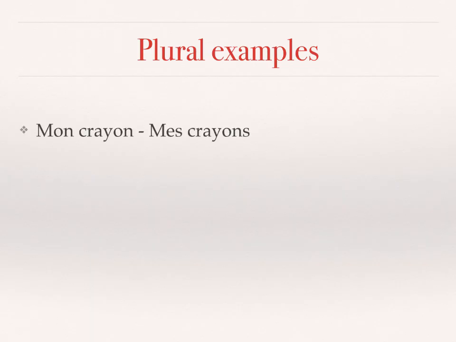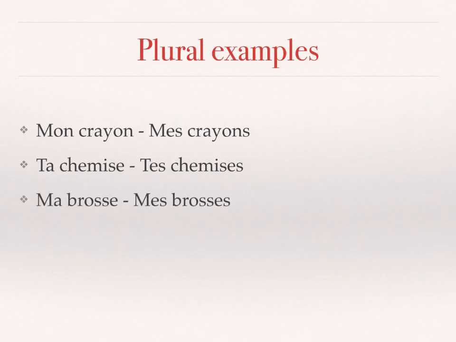So some examples. Mon crayon if there's just one. Mes crayons if there's more than one pen. Plural. And you can see how there's an S at the end of crayon. Ta chemise, your shirt. If it's your shirts, tes chemises. Ma brosse, mes brosses, again with an S.